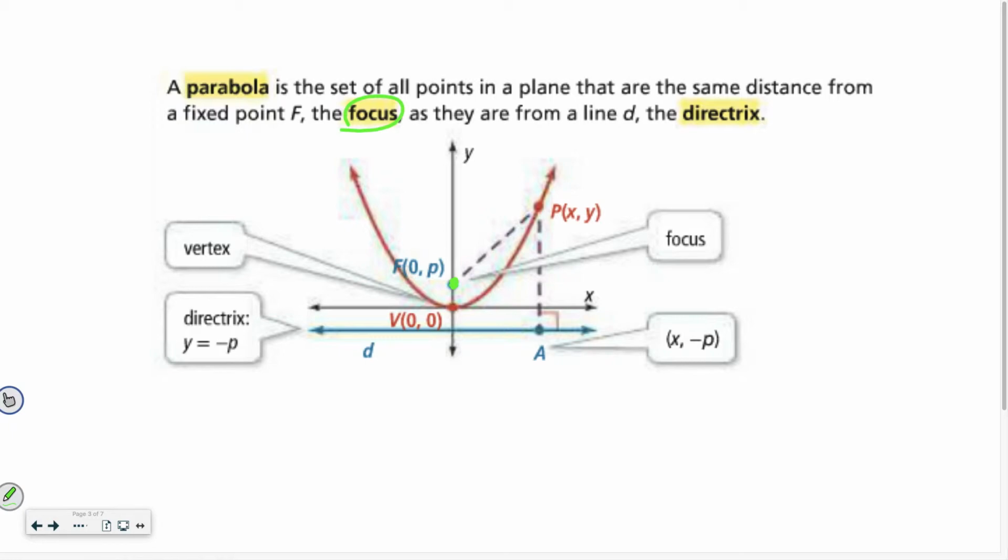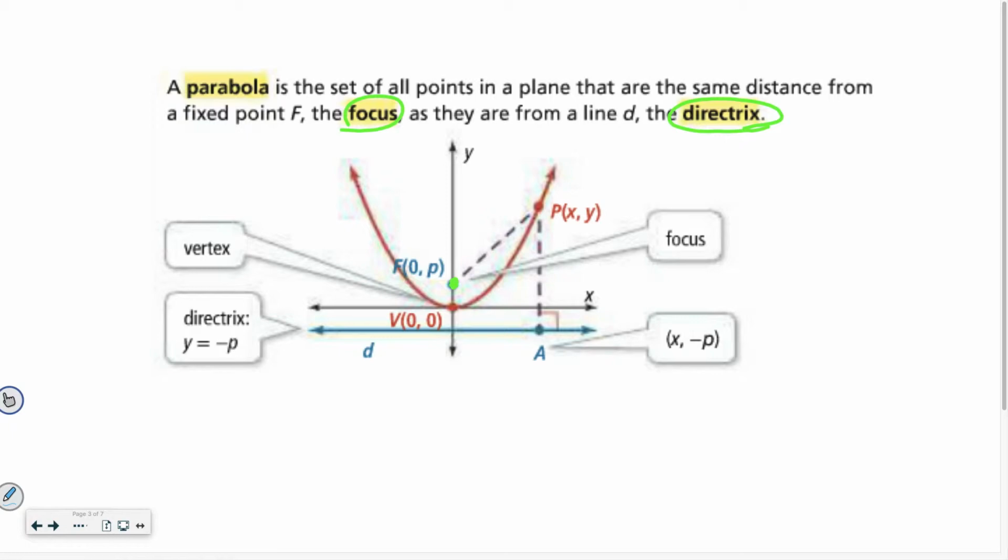That's the name for the dot, and our line also has a specific name, and that name for the line is directrix. You're going to hear me stumble on that word because it is difficult for me to say, but I will do my best. So a parabola is the set of all the points in a plane that are the same distance, or equidistant, from the fixed point F, the focus, and the line D, the directrix.